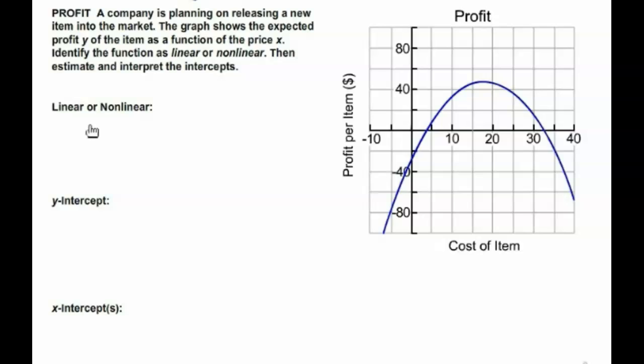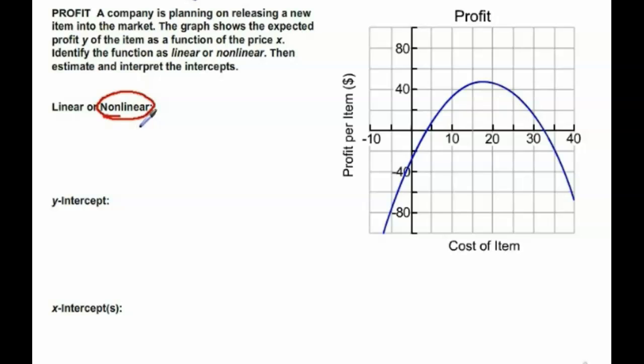First, is our curve linear or nonlinear? Well, I've answered the question when I called it a curve. A curve is non-linear. Linear means the points would line up and form a line. Our curve is non-linear.